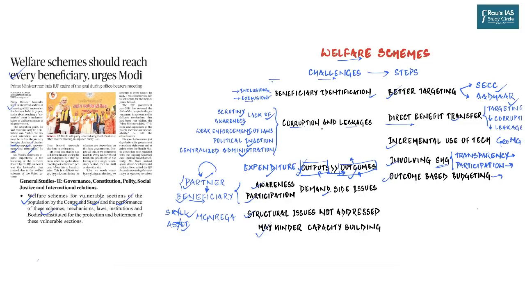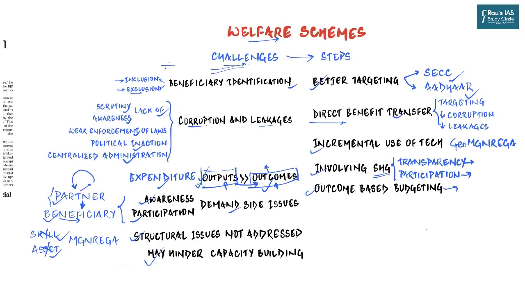But there are certain issues or challenges which mar each and every social sector scheme. And it is important for you to understand what those challenges are. And so in this discussion, we are going to understand the common challenges and the steps which have been taken by the government to resolve those issues under the welfare schemes. Let's now begin the discussion.